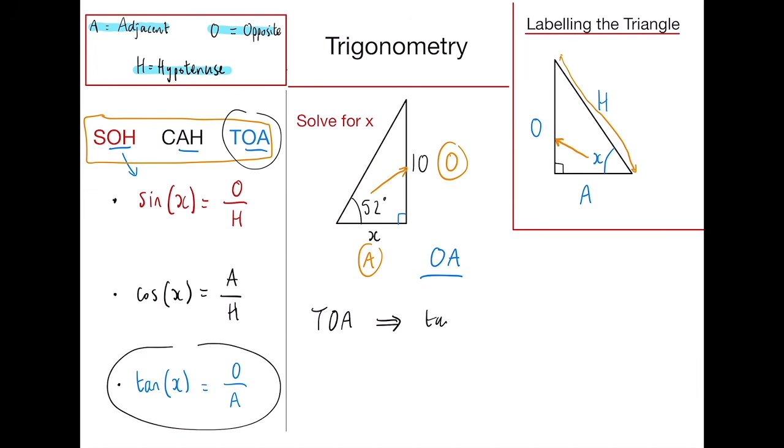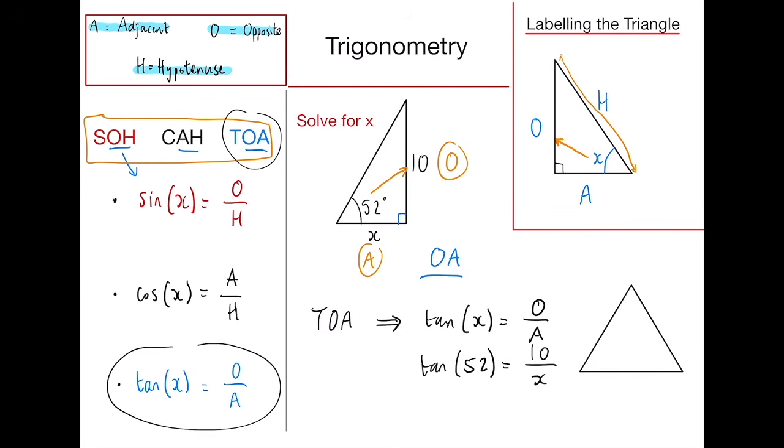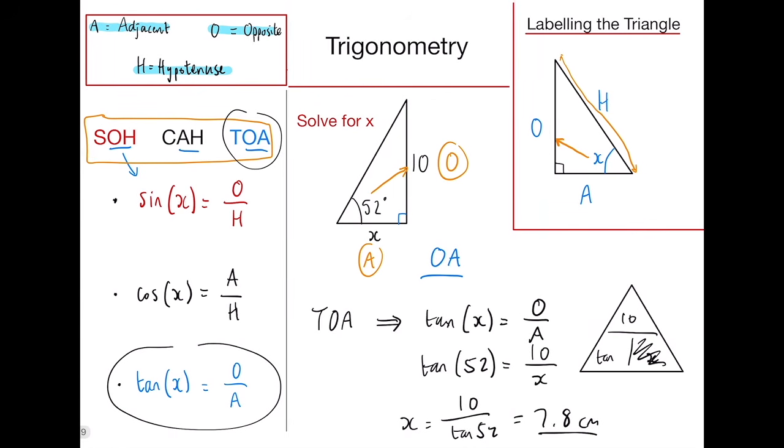And down the bottom, we know that the TOA represents tan of our angle equals the opposite over the adjacent. So tan of 52, because that's our angle, is equal to 10 over x. And rearranging this, I like to often use the triangles that you may have seen in science before. So we have our tan in the corner, the x here, and the 10 on top. So rearranging this, if we want x, rub that one out, pretend it's not there. X is going to be 10 over tan 52. And putting that into your calculator, you get an answer of 7.8. Let's say it's centimetres for this case. And that is how you do trigonometry.